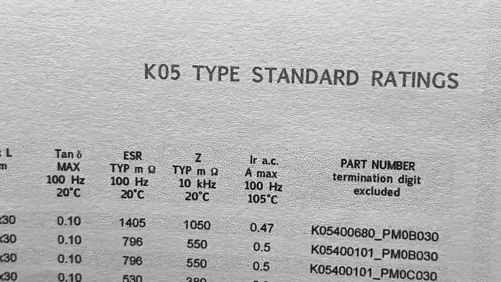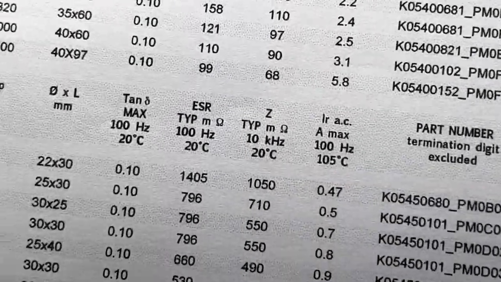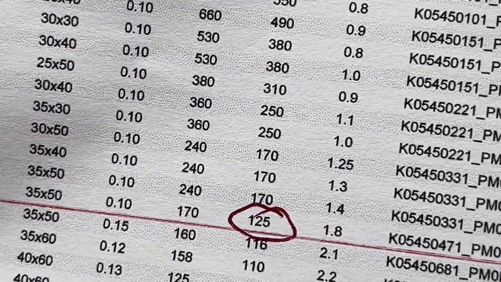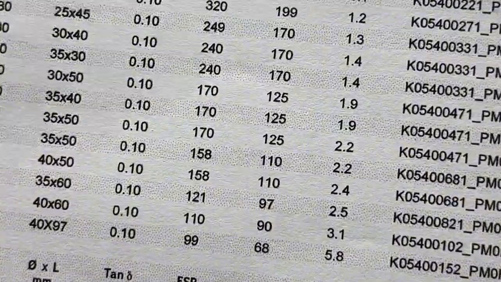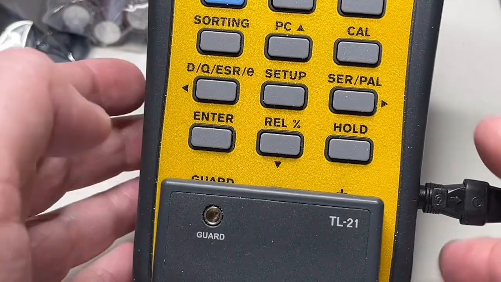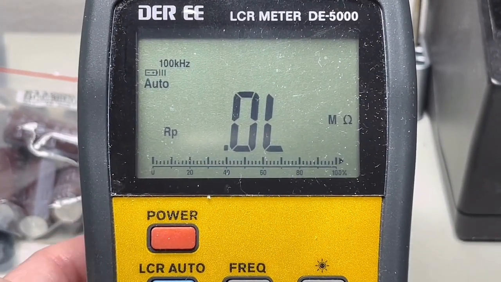At 10 kilohertz here, and we are 125 milliohms at 10 kilohertz. Yep. So let's go back to 10 kilohertz.